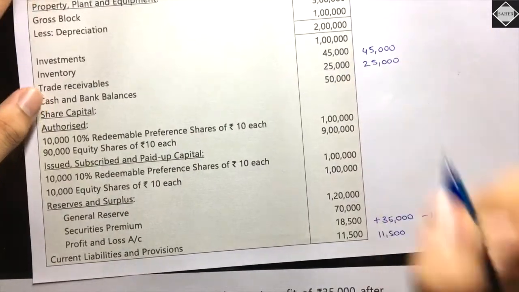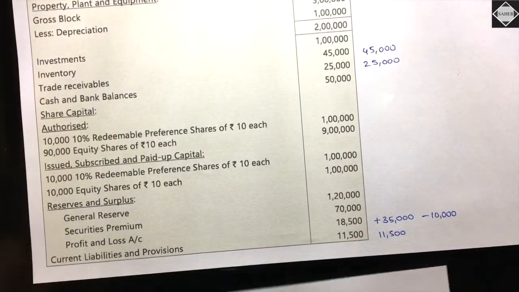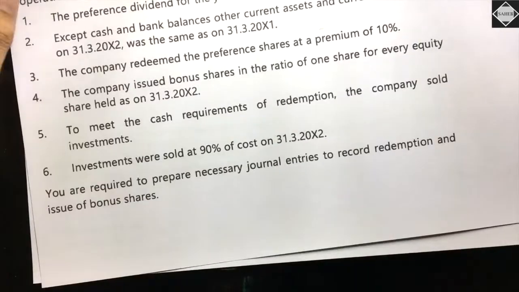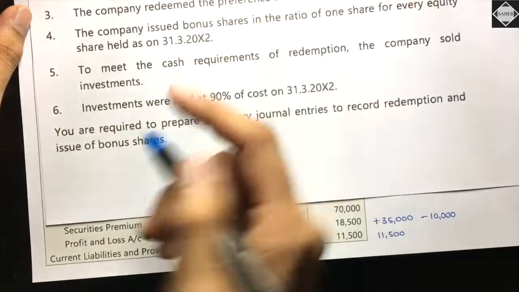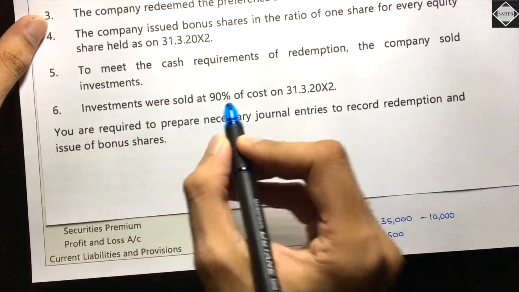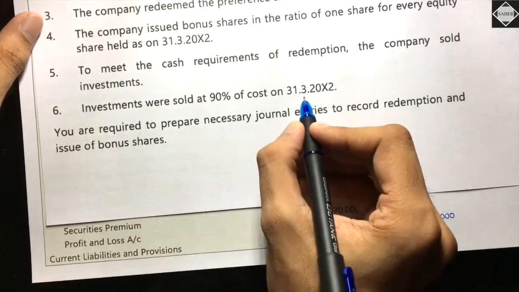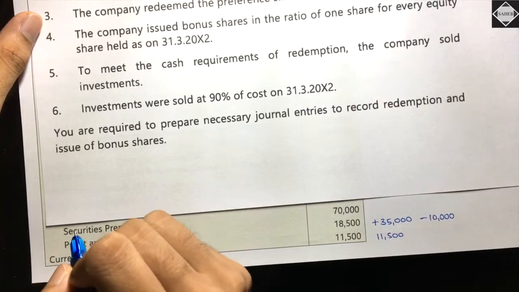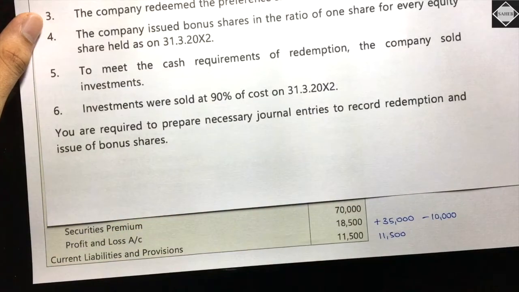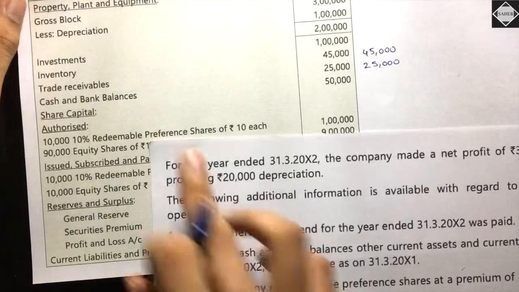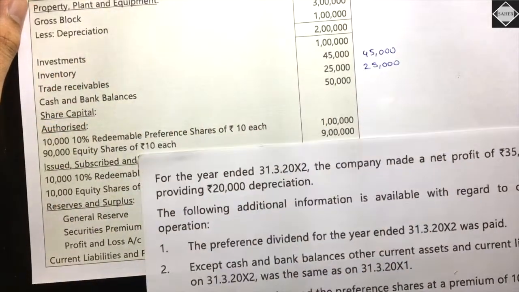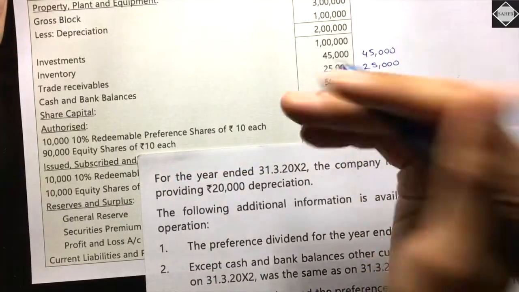Now in investment there is a change. They are saying there is not a change, but there is a change. Let me tell you. See here in the 6th point, they are saying investments were sold at 90% of cost on 31st March 2022. Investments were sold at how much? At 90% of cost. What is the cost of investment? The cost of investment is 1 lakh. 90% means it was sold at 90,000.